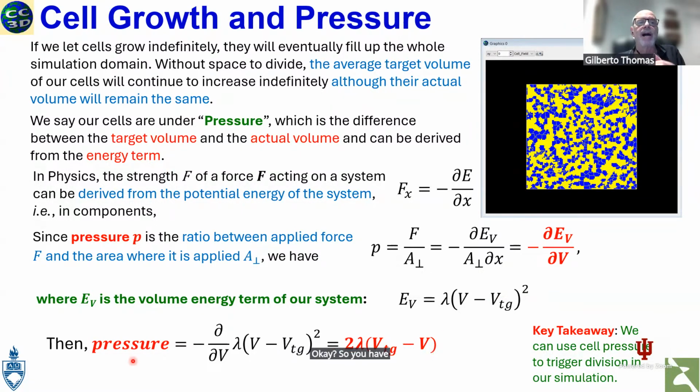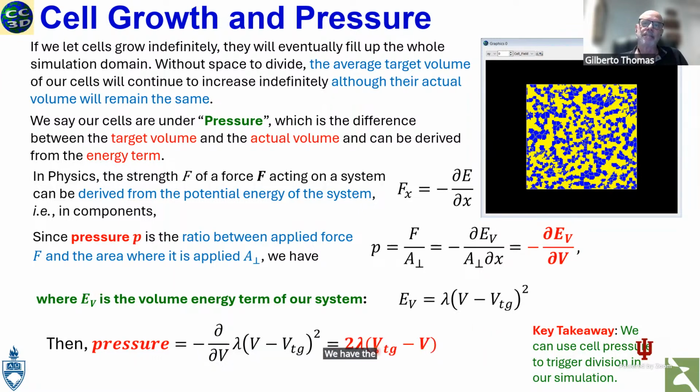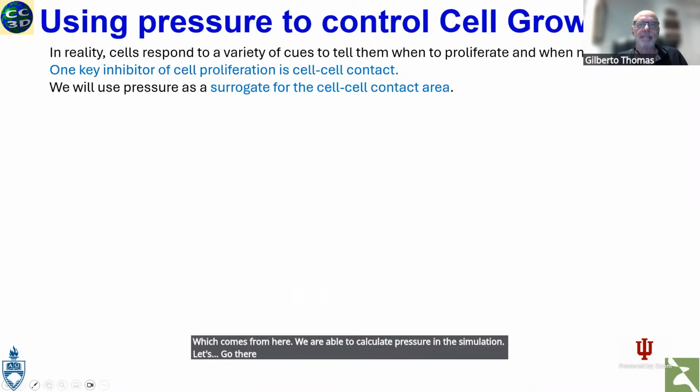So you have this. We have a way to calculate pressure in our simulation because we have the cell volume, the cell target volume, and the lambda volume, which comes from here. We are able to calculate pressure in the simulation. Let's go there and calculate.